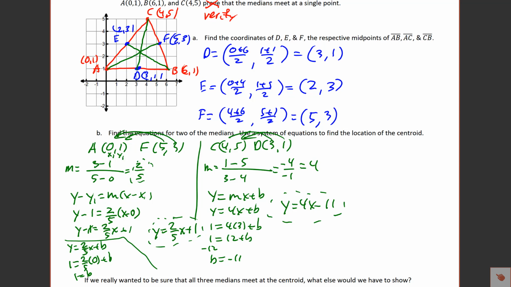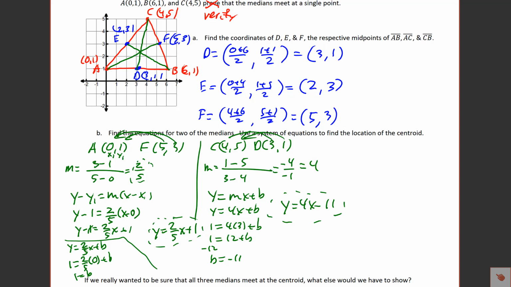We're saying that AC crosses at 1 and has a slope of 2/5. Does that look about right there? For this, AF, for that median, look okay? We're saying that the median between C and D has a slope of 4 and would cross at negative 11. Does that seem reasonable?